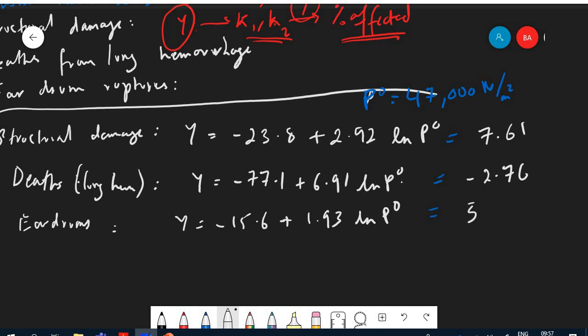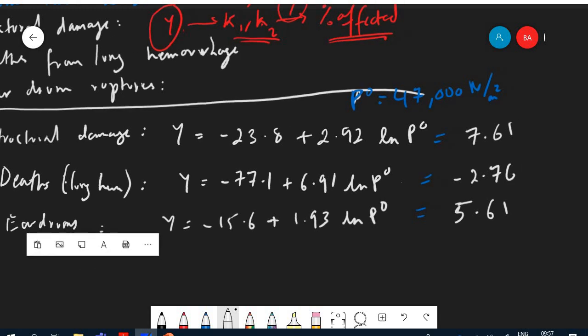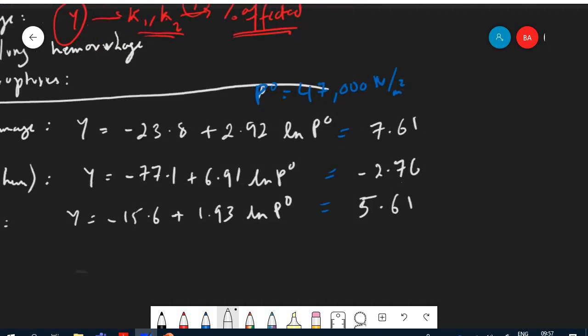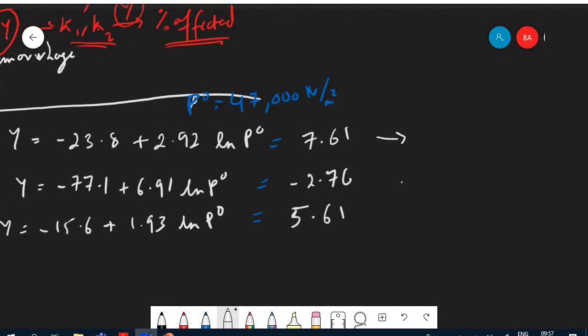And for eardrums, we have 5.61 as the value of the probit. Okay, so depending on these values, now I want to calculate the percentage affected. And where do you get this from? If you can remember, that was table 2.4. Let's look at it.